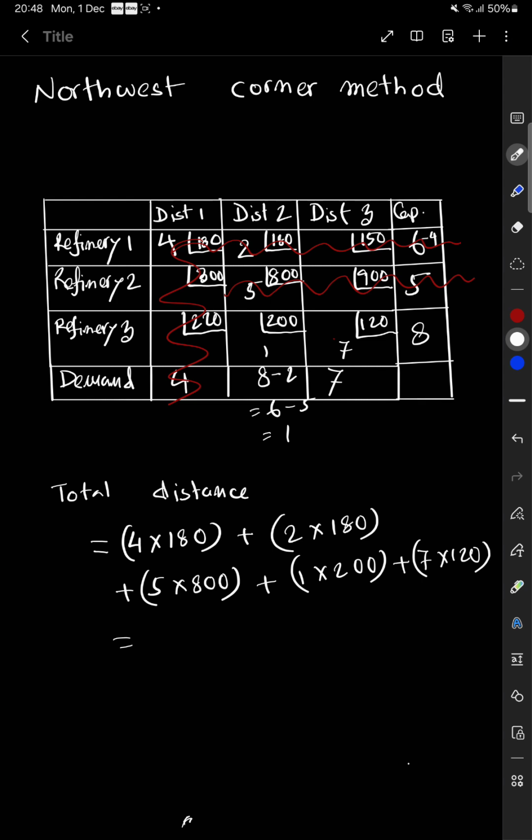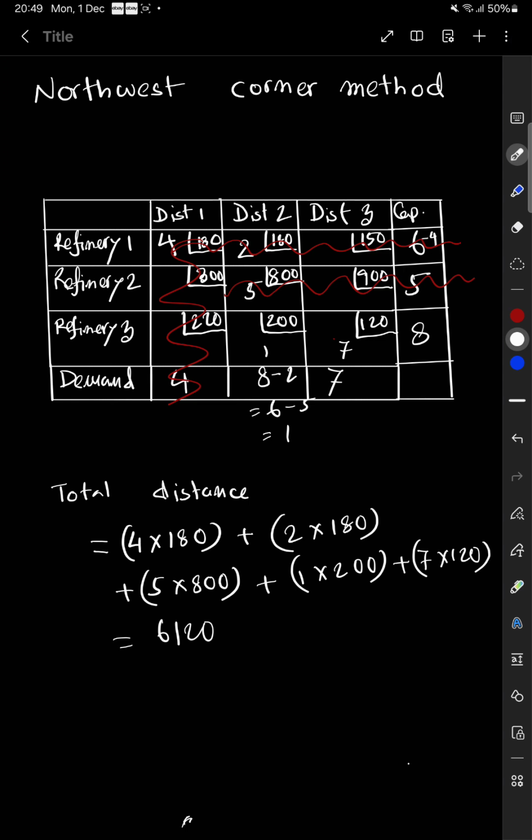Okay, where is the calculator? Sorry. So we get 4 times 180 plus 2 times 180 plus 5 times 800 plus 1 times 200 plus 7 times 120. 6,120. So the 6,120.